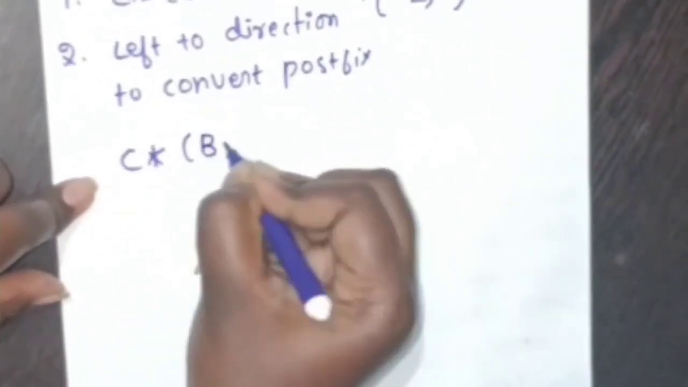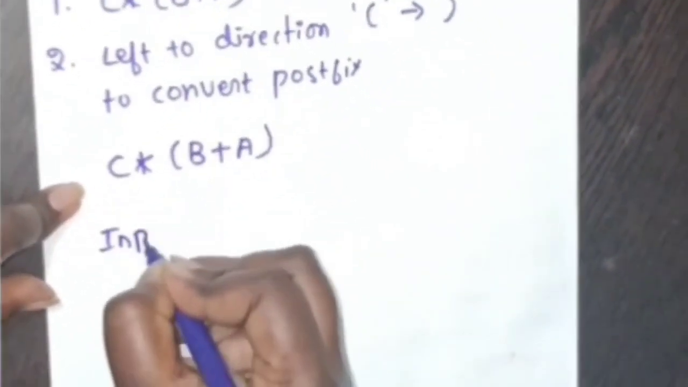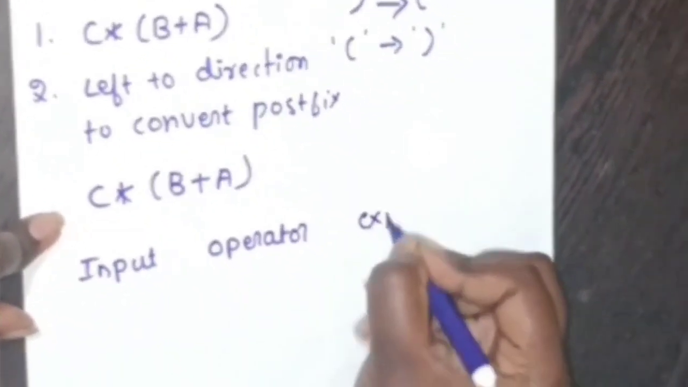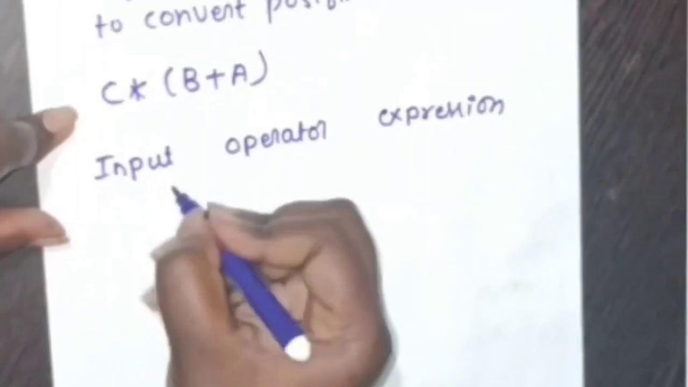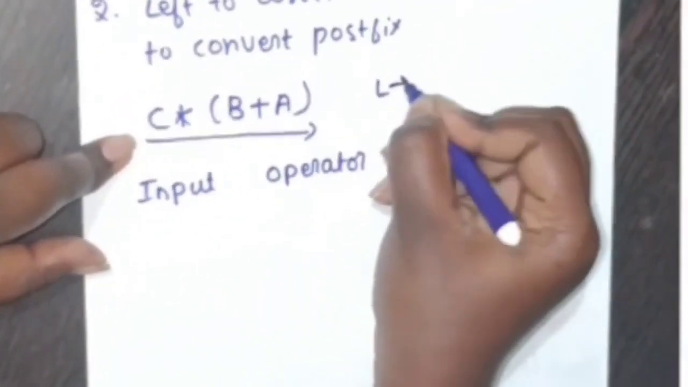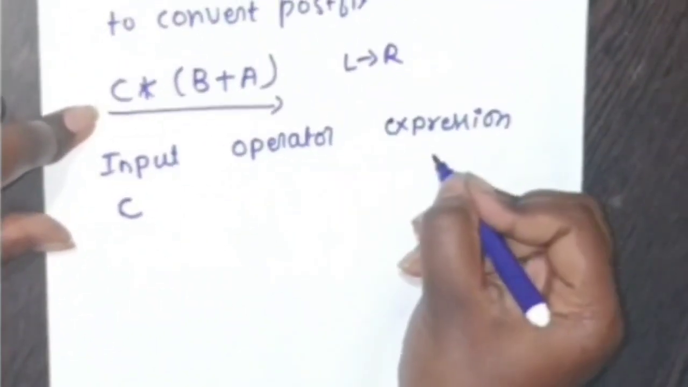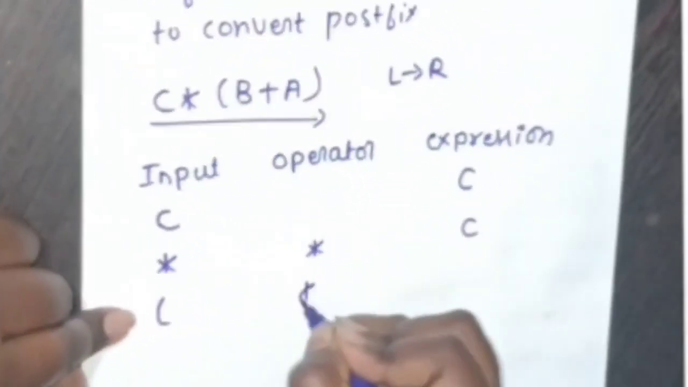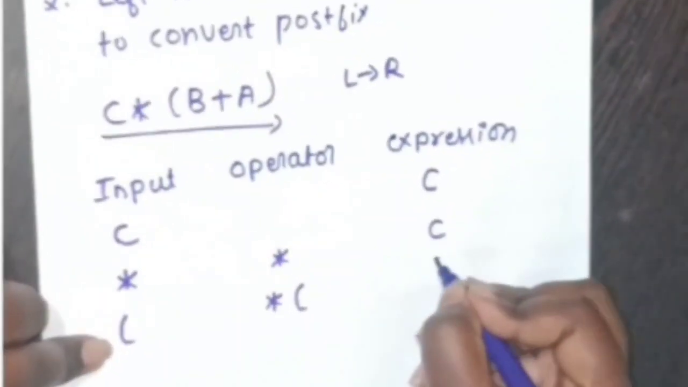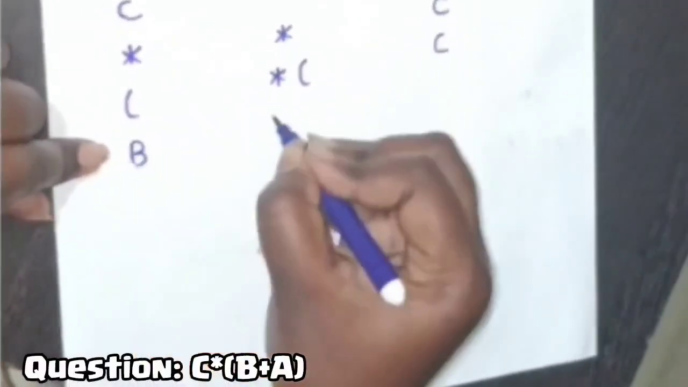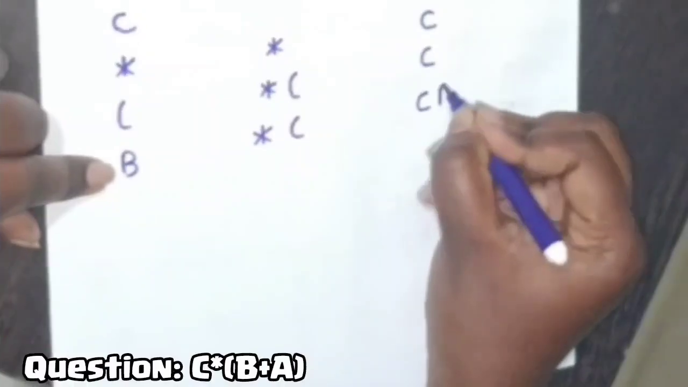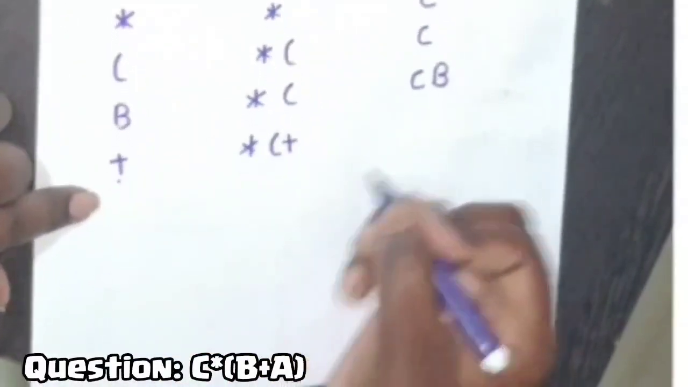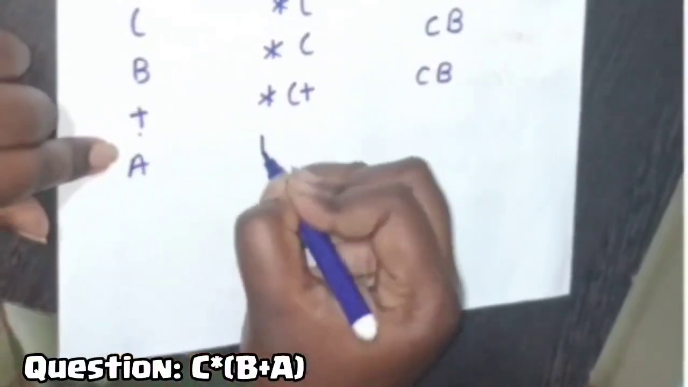First, let me take the input. This is our input. Now, we have input, the operator stack, and the expression. Okay, here input. We will start from left to right. You need to remember, we need to go left to right. C, asterisk. This one we need to place in the stack. Then open parenthesis, that we need to place in the operator stack. Then C. Then we are getting B. This is operand. Operand we need to place in the expression. Then operator. Plus is operator. We need to place it here. Then A.